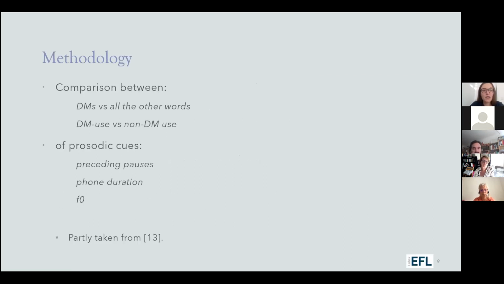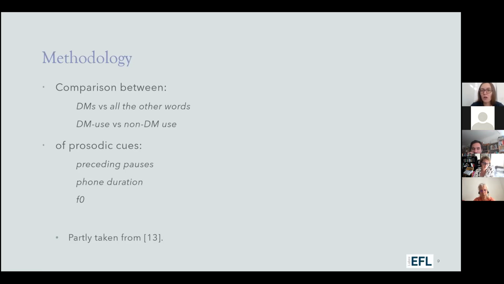Now, concerning the methodology, what we wanted to do was to compare between, on the one hand, discourse markers such as alors, et, donc, tu vois, etc., and all the other words in the language, so table, manger, anything you can think of. And then we wanted to compare another thing: the words when they are used as discourse markers and the same words when they are not used as discourse markers.